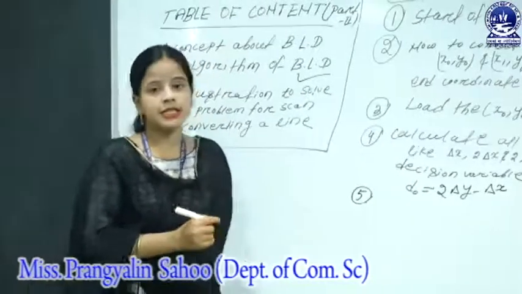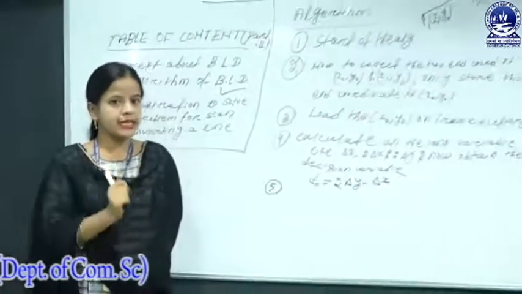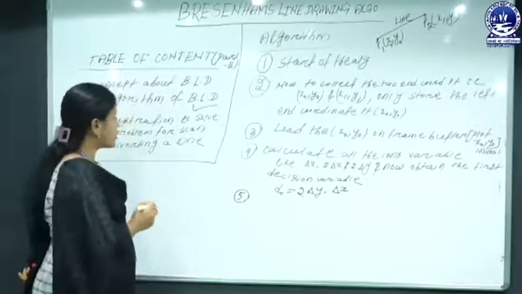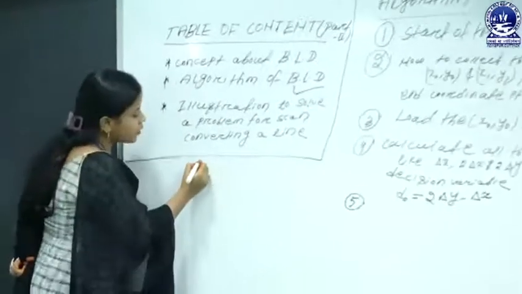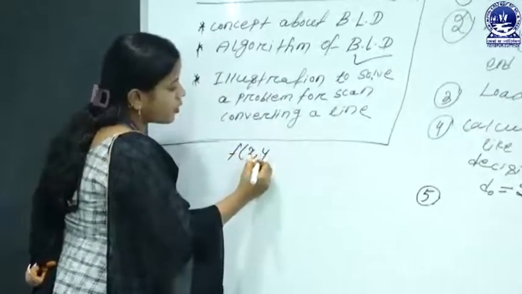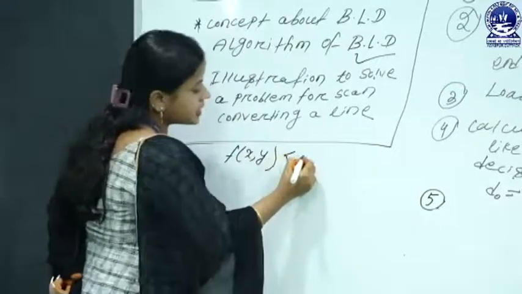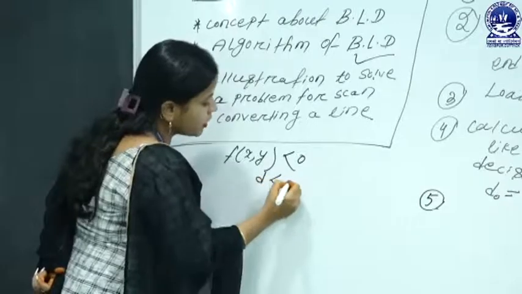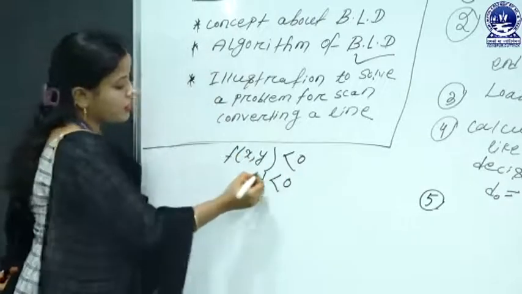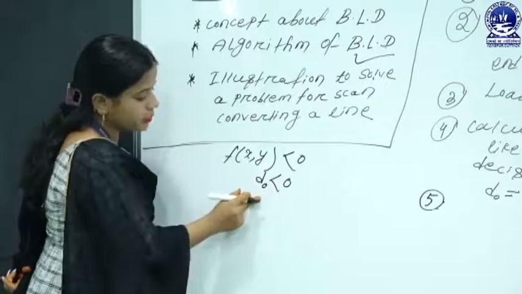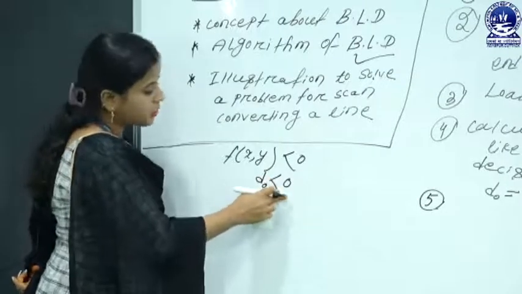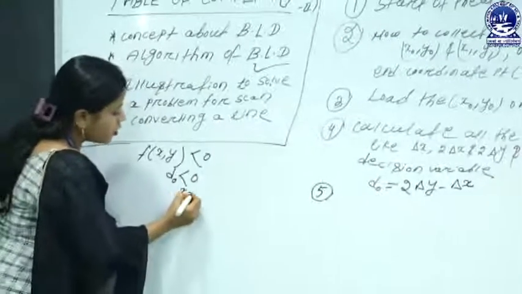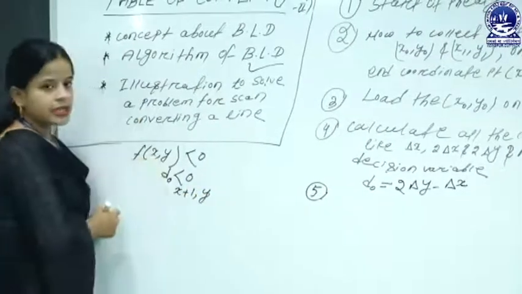As we know, the Bresenham line drawing algorithm provides two main constraints for finding the next pixel points. Whenever f(x, y) is less than 0, that means the initial decision variable is less than 0. In this case, the x coordinate is incremented once, but the y coordinate stays constant.